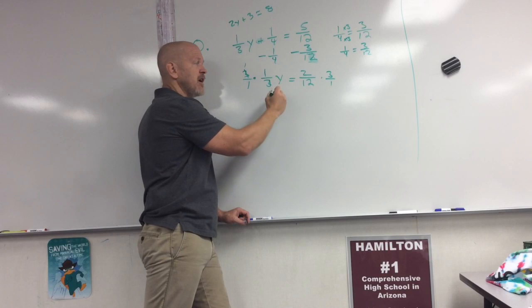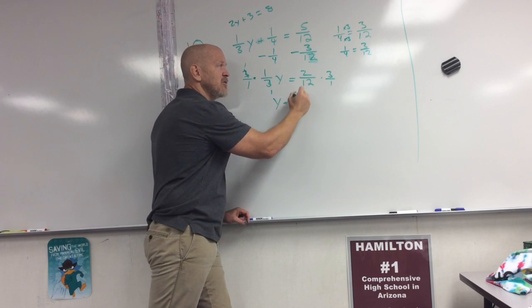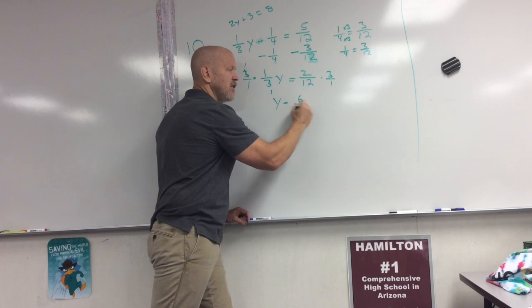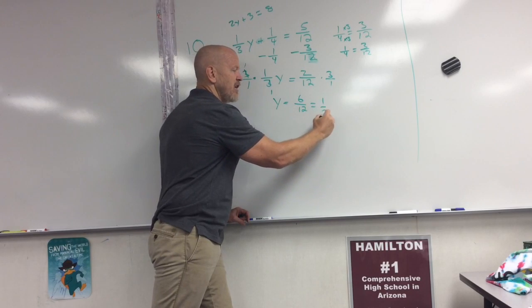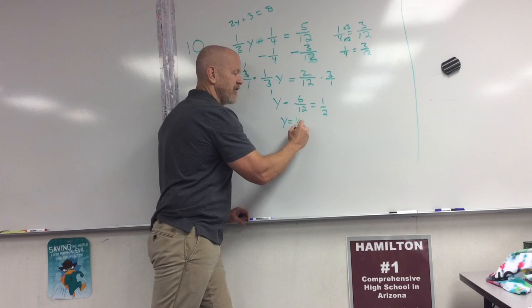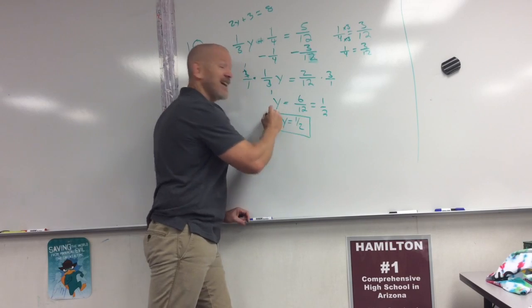Anything on top and anything on bottom, I get y is equal to 2 times 3 is 6 over 12, which we know reduces to 1/2. So in this case, y equals 1/2. I'm going to go ahead and box that as my answer, and we're done.